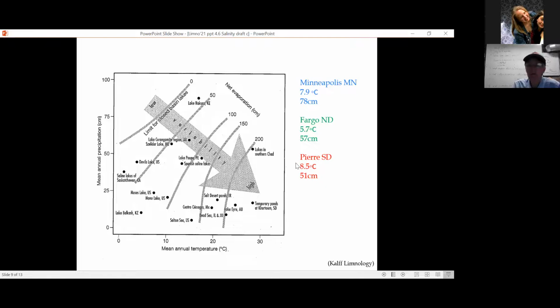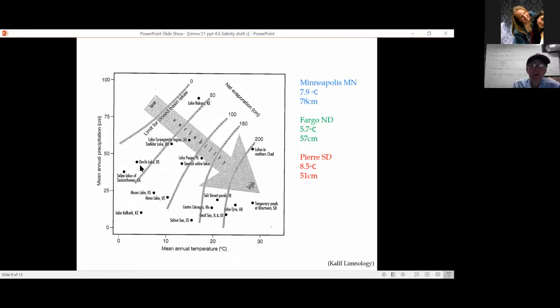So 8.5 degrees Celsius for the average annual temperature, 51 centimeters for the average annual precipitation. So that's going to put us somewhere around 51, 8, somewhere in this area here. Actually not that far from Fargo on the graph.